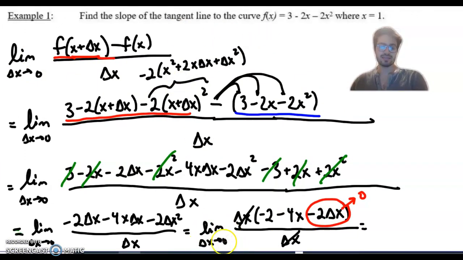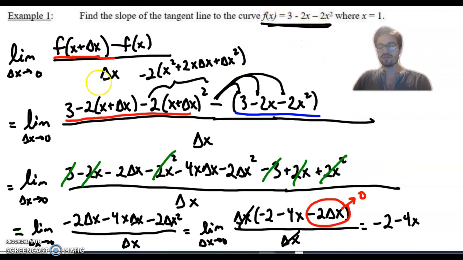Because the x isn't in the limit, all that's left is negative 2 minus 4x. This is the derivative of this function up here. So now if I want to find the slope of the tangent line at x equals 1, all I have to do is plug in 1 into this equation.